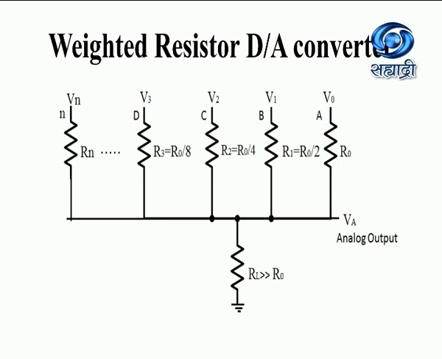So in this way we can design the resistor network by using a weighted resistor DAC, and VA is the analog output, which is the final output of the resistive network. And here the load resistor is always greater than R0, because the load resistance is used to carry the high current and it will protect the circuit.